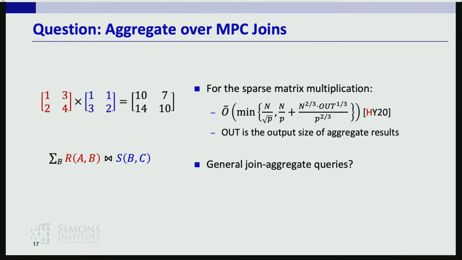Beyond the join, we also want to compute the aggregate function on top of the join results. For example, sparse matrix multiplication can be represented as a very basic join aggregate query. And we already have some output optimal algorithm for computing sparse matrix multiplication in the MPC model. But it is still generally open how to compute other join aggregate queries efficiently.